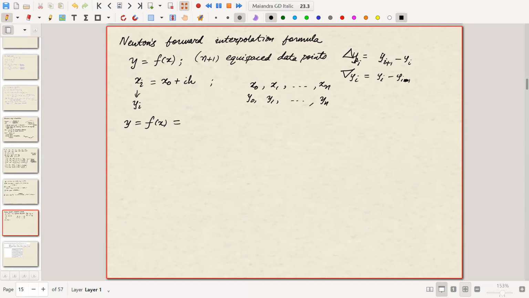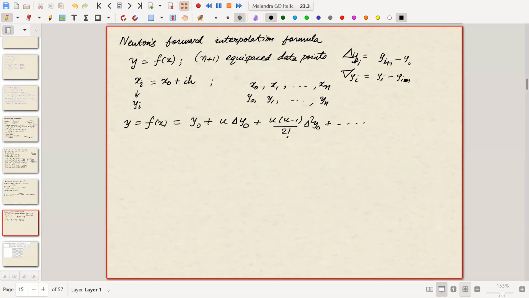Okay. So y equals f(x). You already know from your previous course that it looks like this. I will just write it down. Those who don't know this one, I urge you to look into some books. This is the basic thing we need to start with.